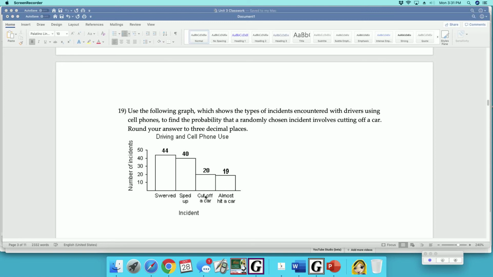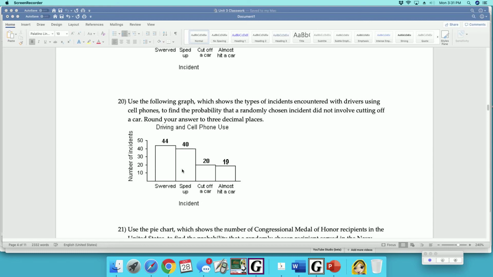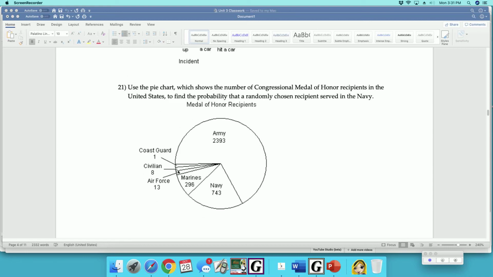All right. Use the following graph, which shows the types of incidents encountered with drivers using cell phones, to find the probability that a randomly chosen incident involves cutting off a car. So that's this one here, cutting off a car. P of cutting off a car is 20 over the total. So you would add these up, 44 plus 40 plus 20 plus 19. So it would be 20 divided by the total of all these frequencies. Same thing with the pie chart. Do it the same way.